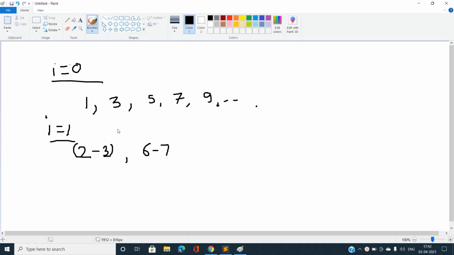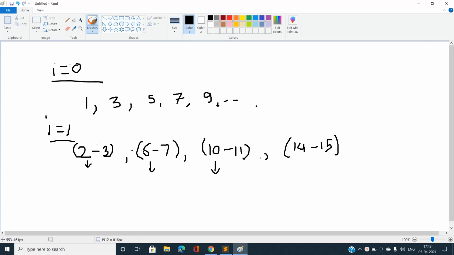Okay, and for the next one, it will start from 10 and go up to 11. And what should be the next one? You can easily understand it. The difference is 2, 6 and 10, and the next one would be 14, and it will be going up to 15. And you can also see why it goes up to a distance of one. You can easily see that the difference is 2 power 1.